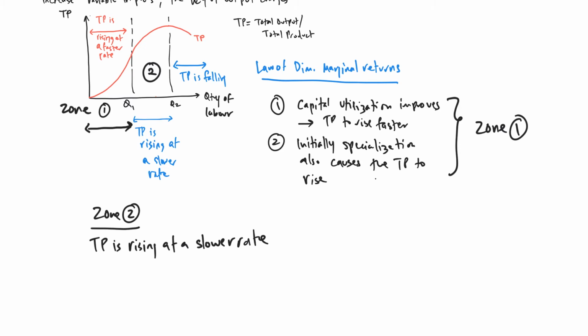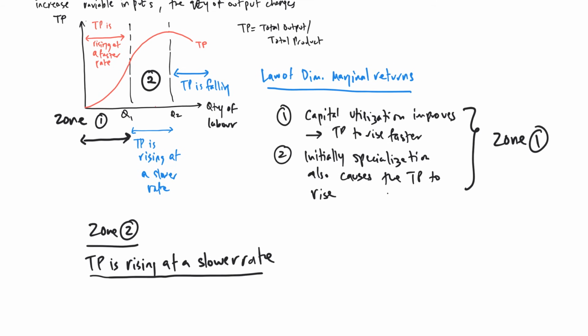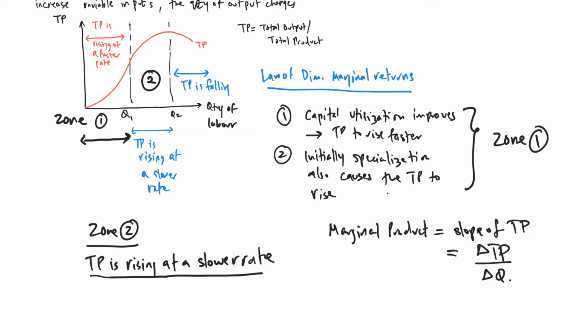Before I talk about TP rising at a slower rate, I want to talk about the concept of marginal product. Marginal product is simply what we call the slope of total product. It is change in TP over change in Q. Remember, Q is the quantity of labor.